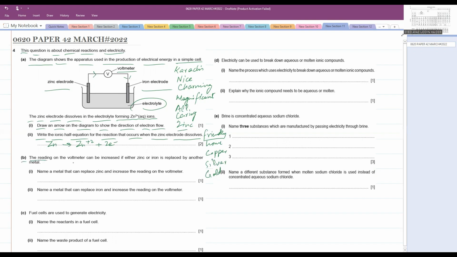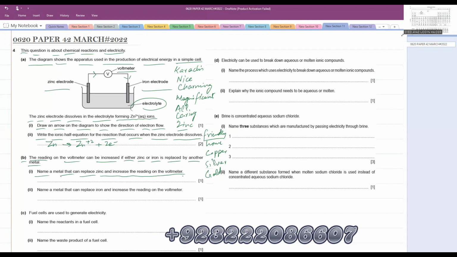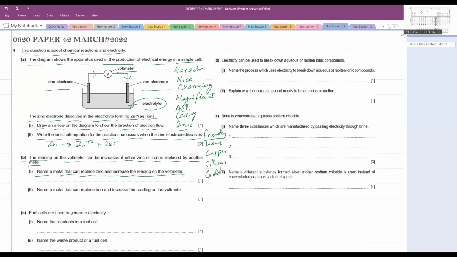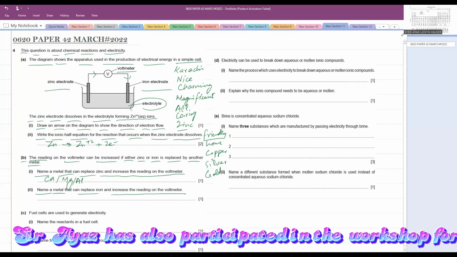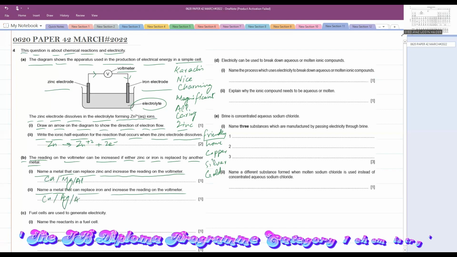Now part B: the reading on the voltmeter can be increased if either zinc or iron is replaced by another metal. Name a metal that can replace zinc and increase the reading on the voltmeter. You can write any metal above zinc, but I suggest you don't choose metals like sodium or potassium because they are highly reactive. You can write calcium, magnesium, or even aluminum. For part two, name a metal that can replace iron and increase the reading of the voltmeter. You can add any metal which is below iron. We have copper, silver, gold.